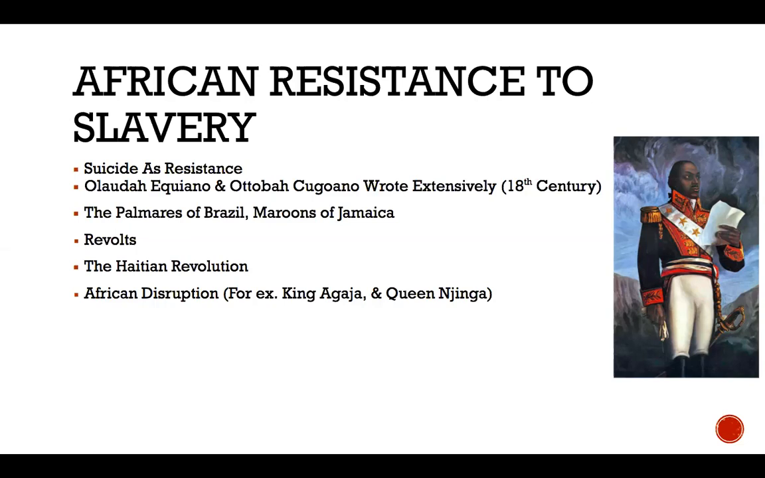The Palmares were runaway slaves that set up an independent republic in Brazil, which lasted for about 100 years before it was overcome by the Portuguese. 100 years of an independent Black republic in Brazil, right?